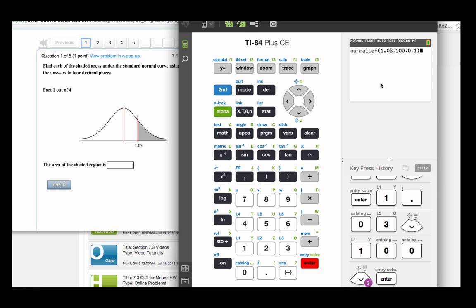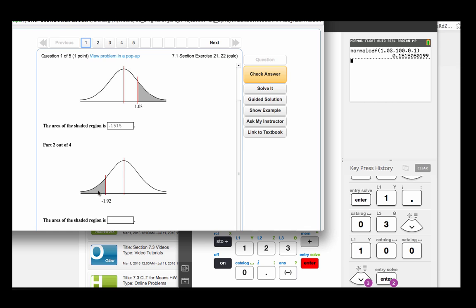Now, not all TI-83 and 84 calculators have that menu that we just looked at. For some of the calculators, we'll hit that normal CDF function, and then there will be this order that things will need to be placed in. And that order will be the lower limit, the upper limit, the mean, and the standard deviation. And since this is a standardized normal distribution, the mean will be 0 and the standard deviation will be 1. And then we'll just hit enter. And we're going to find that area to be 0.1515.